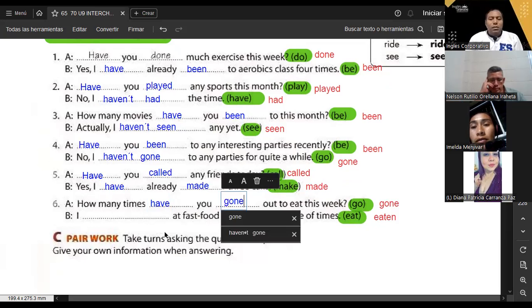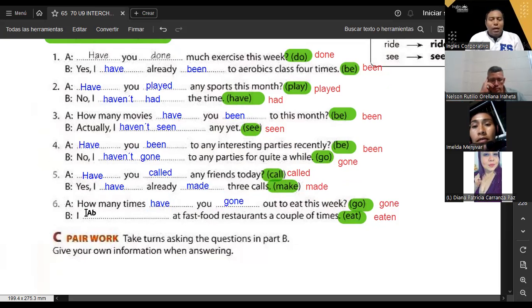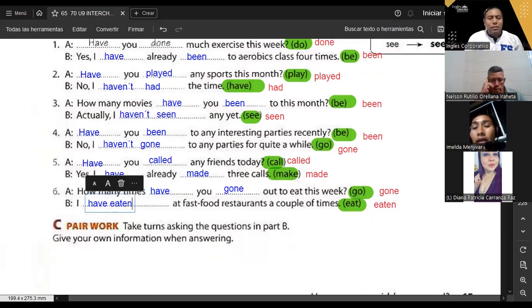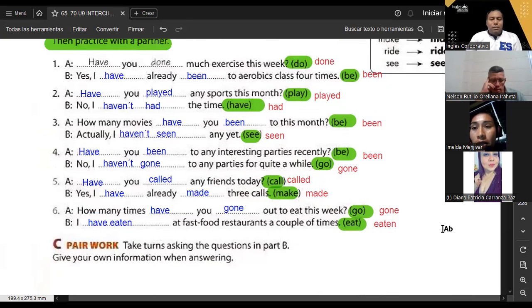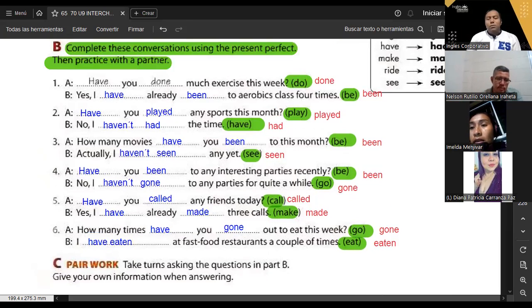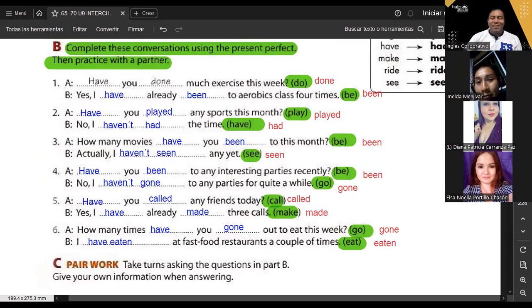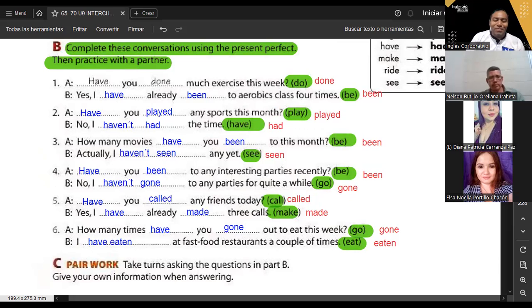How many times have you gone out to eat this week? I have eaten at a fast food restaurant a couple of times, right? Entonces, ¿qué sería? I have eaten. Yes. Okay, question. Do you have any question with this exercise? Ahí compárelo con el que hizo usted. Igualito lo tenía, me va a decir. Yes, very good. Excellent. Y algunos no. Okay, nice, very good.